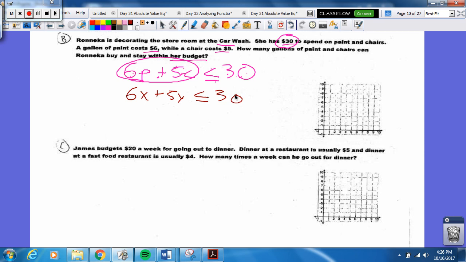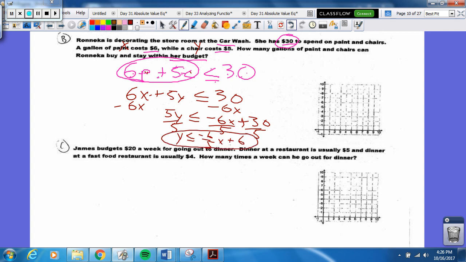And so x is going to be the paint. I'm going to put that there. And y is going to be the chairs. So I remember it. And I can match it up right here. So let's solve. Subtract 6x. 5y is less than or equal to negative 6x plus 30. Right there. Divide by 5. And y is less than or equal to negative 6 over 5x plus 6.